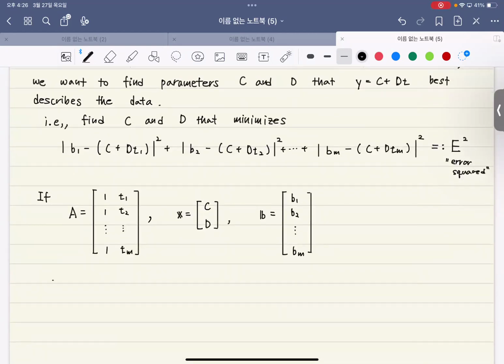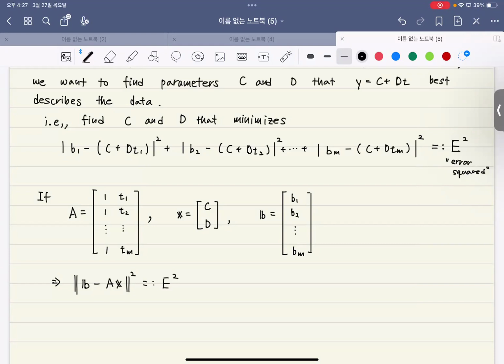Okay, then let us consider this vector B minus A times X. The first component of this m-dimensional vector is precisely this one, and the second component is precisely that one, and it goes on and on. If I take the length square of this vector, then this is precisely the error square function.